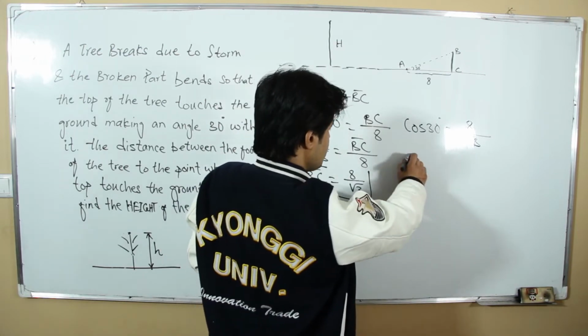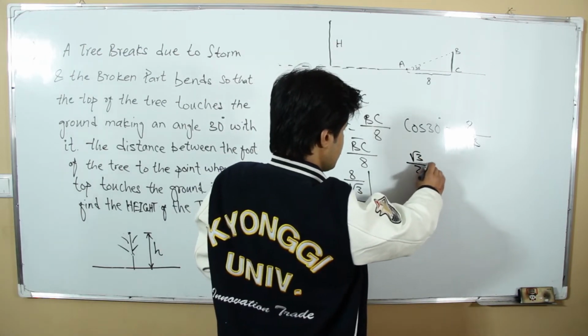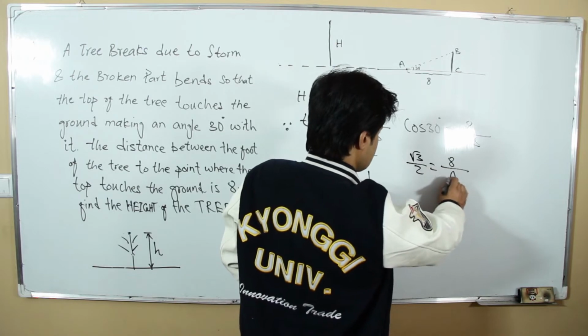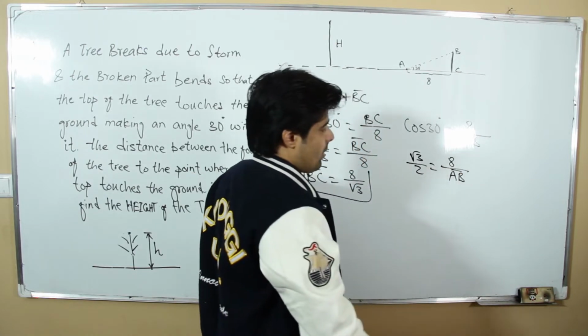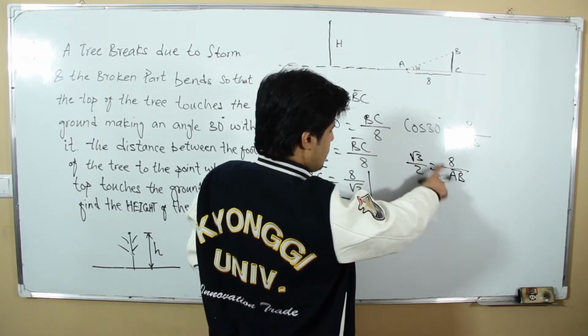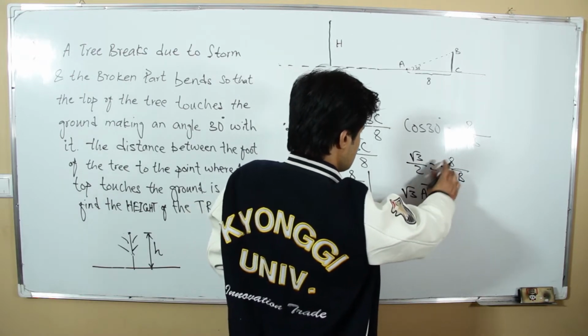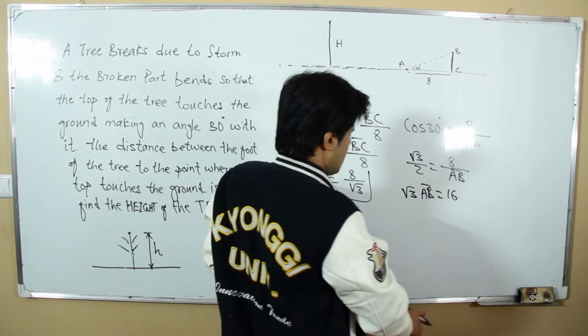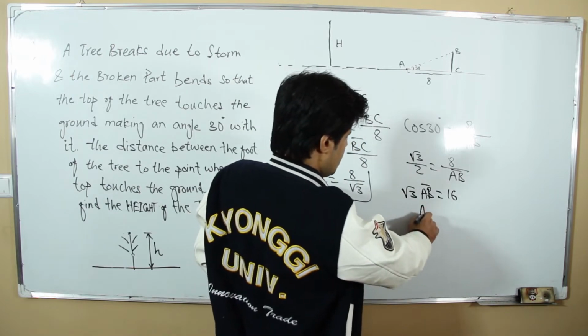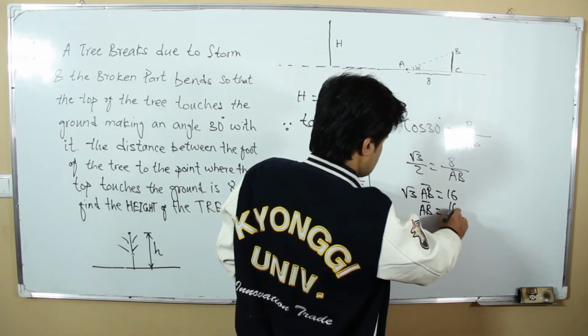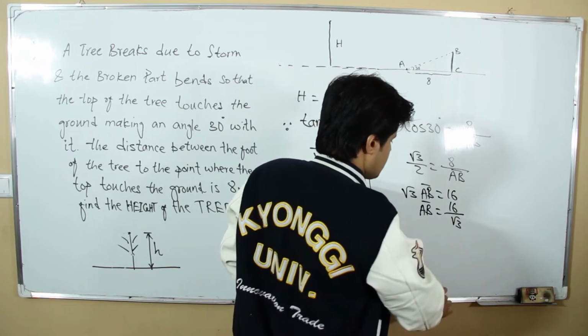Now cosine of 30 degrees is root 3 divided by 2, equal to 8 divided by AB. Am I right or not? Yes. Now cross multiplication: root 3 times AB is 2 times 8, which is 16. Divide both sides by root 3. AB is 16 divided by root 3.